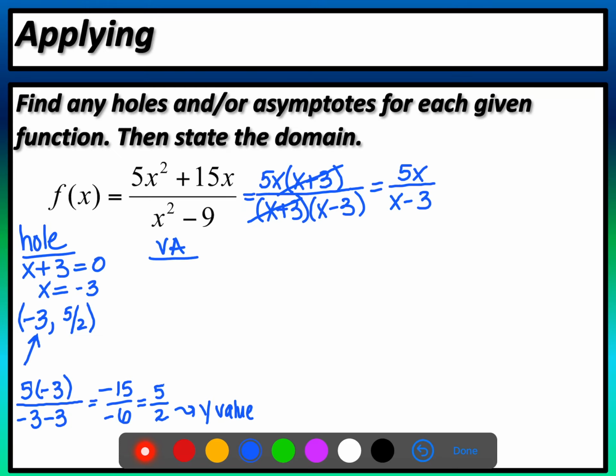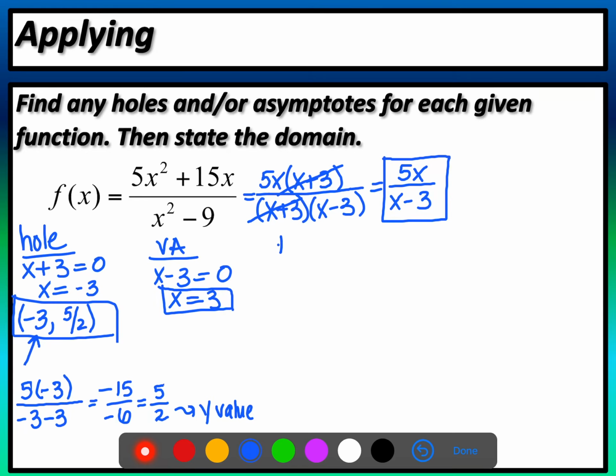All right, so now we're going to move on to our vertical. So you always use the simplified now in order to do your asymptotes. So the denominator being undefined is my vertical. So that gets me x equals 3. We need our hole, so let's put a box around that. And my horizontal asymptote, we're looking at the degrees. So the degree on the top is 1, the degree on the bottom is 1, making them equal. So we're going to take the leading coefficient.